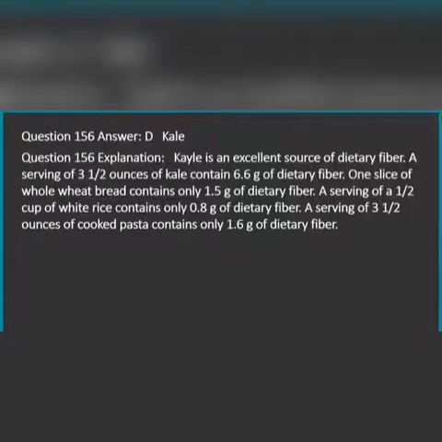Question 156 Explanation. Kale is an excellent source of dietary fiber. A serving of 3½ ounces of kale contains 6.6 grams of dietary fiber. One slice of whole wheat bread contains only 1.5 grams of dietary fiber. A serving of a 1/2 cup of white rice contains only 0.8 grams of dietary fiber. A serving of 3½ ounces of cooked pasta contains only 1.6 grams of dietary fiber.